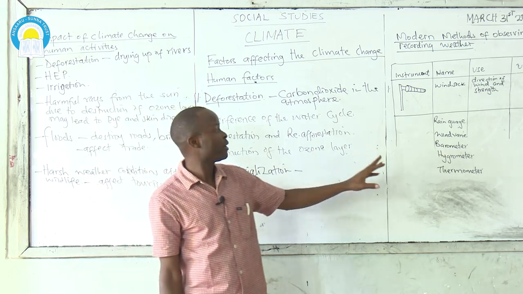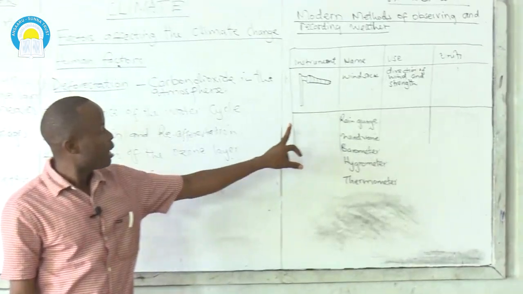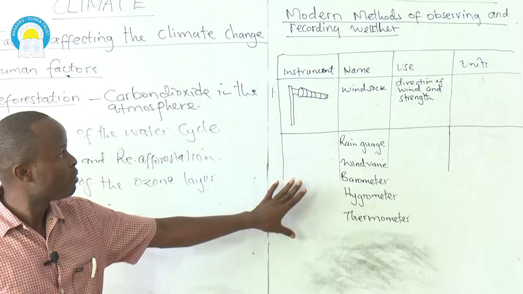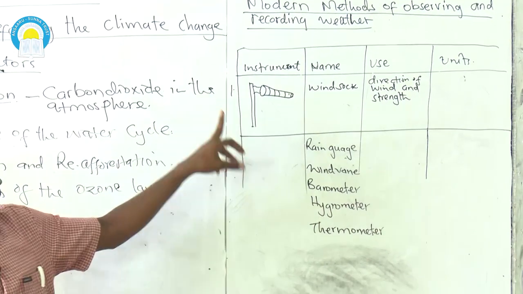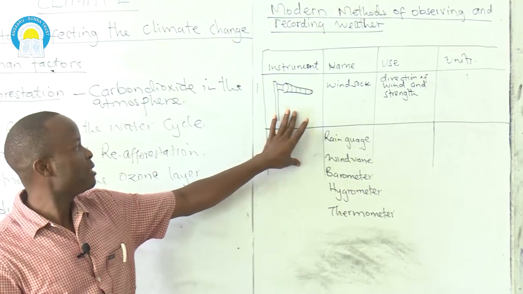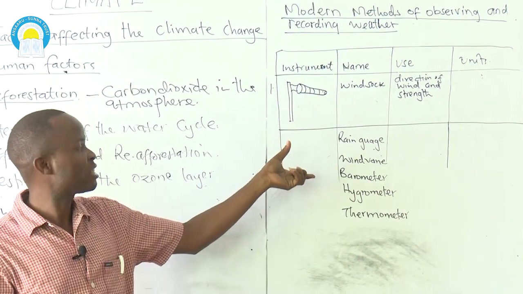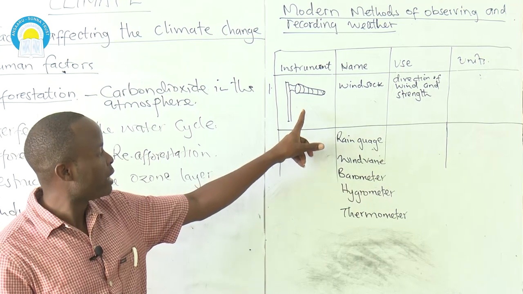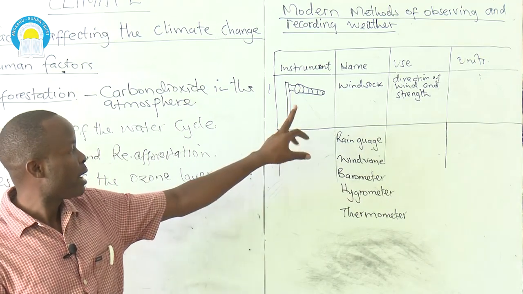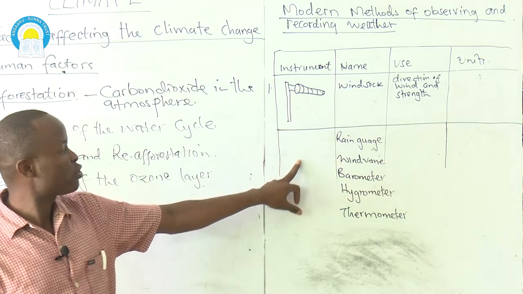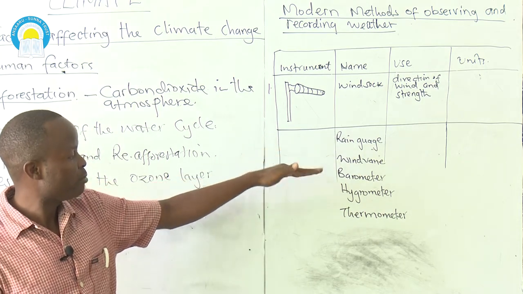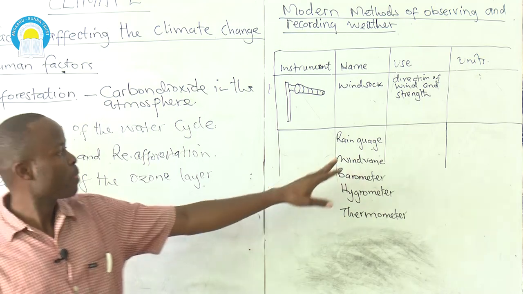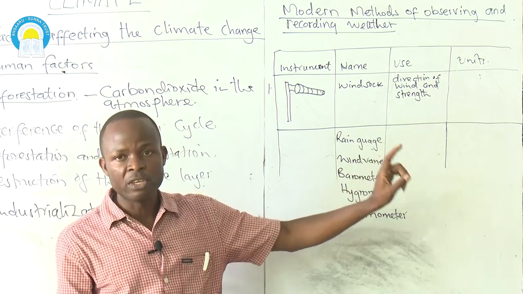I've also given you an activity. Remember that I gave you an activity under modern methods of observing and recording weather. You did this in science, so you borrow that knowledge in science to complete this table. I said you draw the weather instruments. You are going to draw a rain gauge, wind vane, barometer, hygrometer, and thermometers, and then their uses and the units.